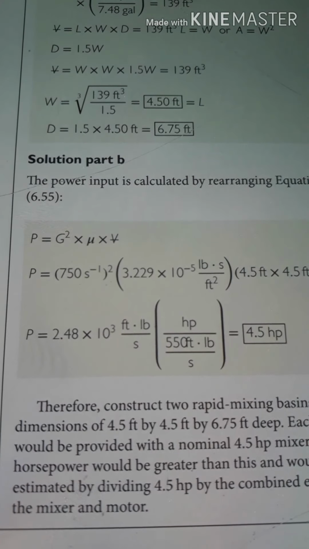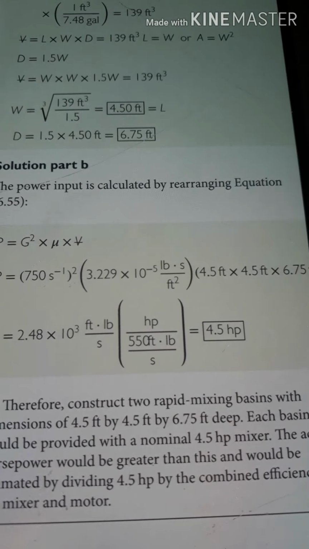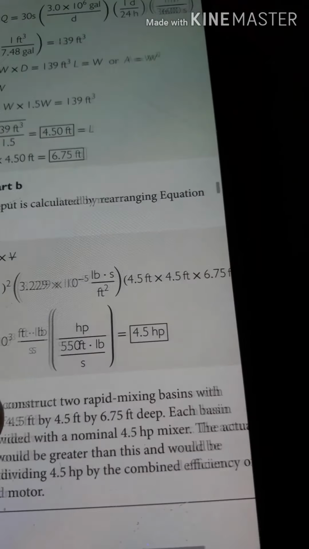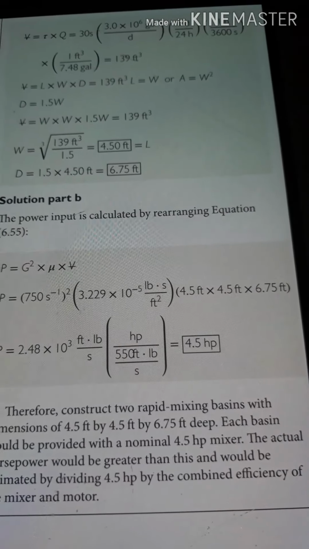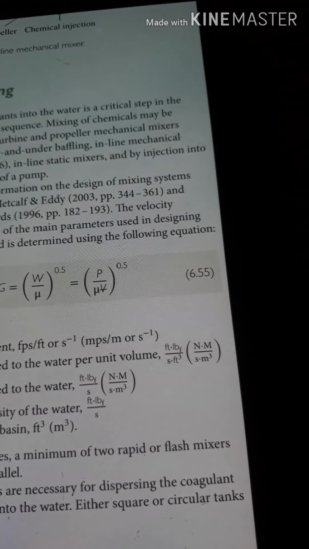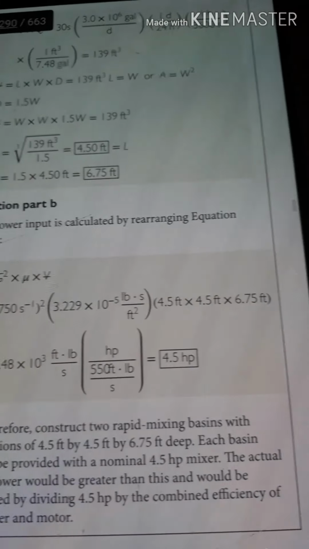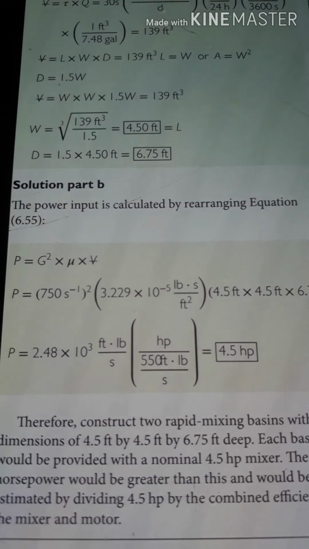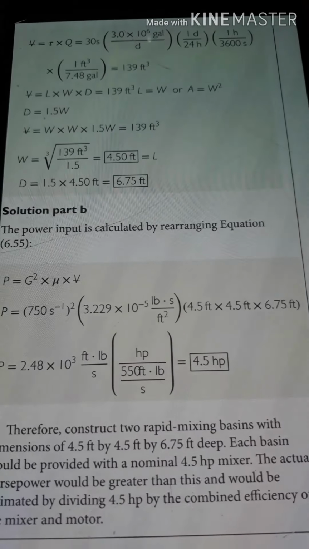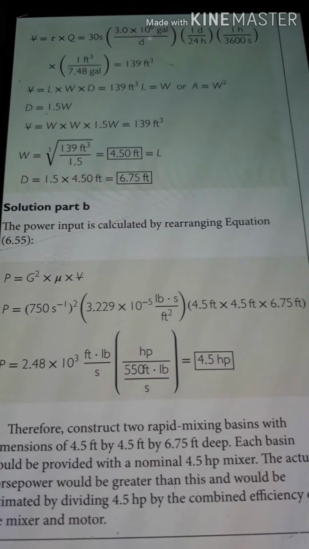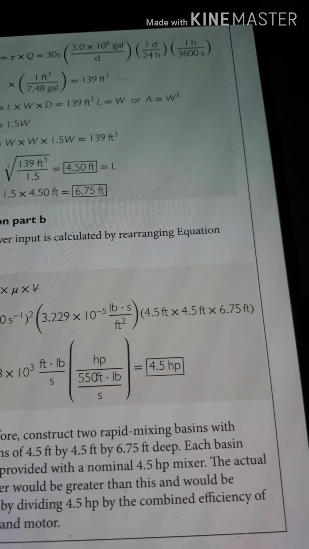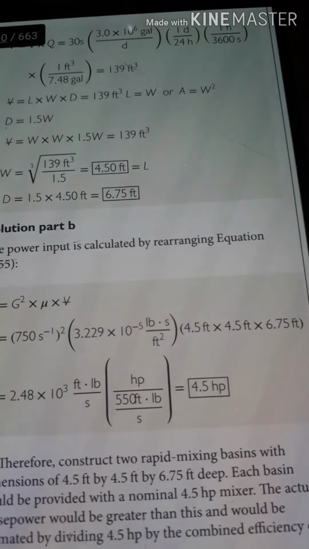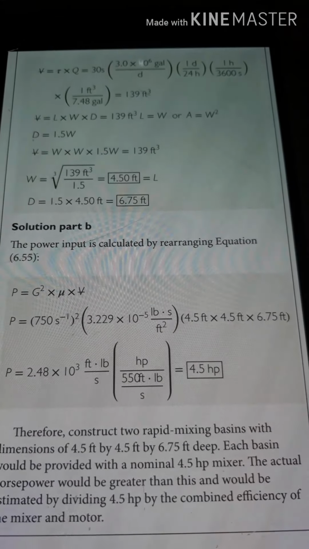So, isolve lang nato ang G squared, ang G, di ba na-discuss na ganina nga ang G is ang velocity gradient. So, i-squared lang nimo siya pag abot din na problem, tapos i-times nimo ang mu, ang absolute viscosity of the water. I-times nimo ang volume of the tank. Kaning G na to is 750 s negative 1 squared. Tapos, ang absolute viscosity, kaning nasa tunga, 3.229 times 10 raised to negative 5.